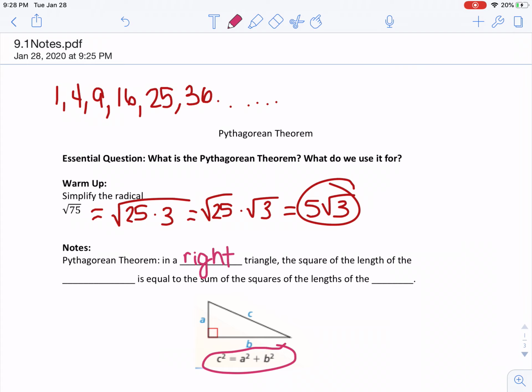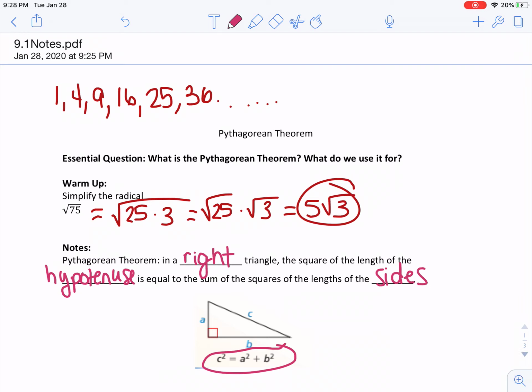the square of the length of the hypotenuse is equal to the sum of the squares of the lengths of the sides. Okay? So remember, we have already covered this a little bit. The hypotenuse is always the side opposite the 90 degree angle. Okay? So that's always your c value.